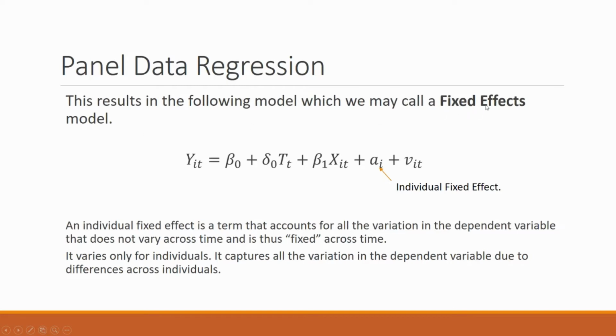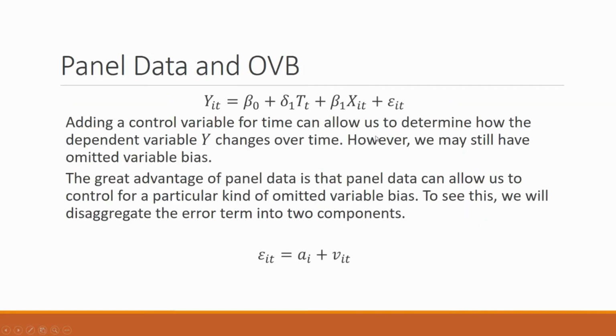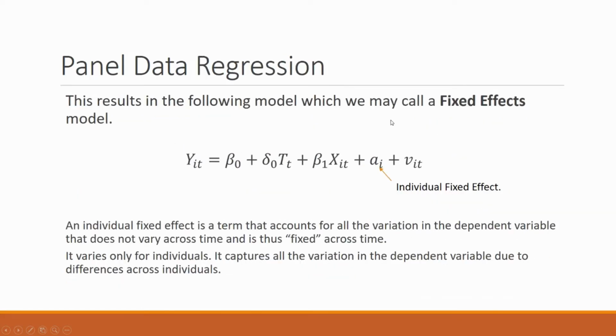This results in the following regression model, which we can call a fixed effects regression model, or a fixed effects model. You'll notice this is the same standard model that we had before, except now we're plugging our disaggregated error terms in for epsilon. Now this error term that accounts for the time invariant unobservables, or the time invariant omitted variables, this A_i, we call this the individual fixed effect.